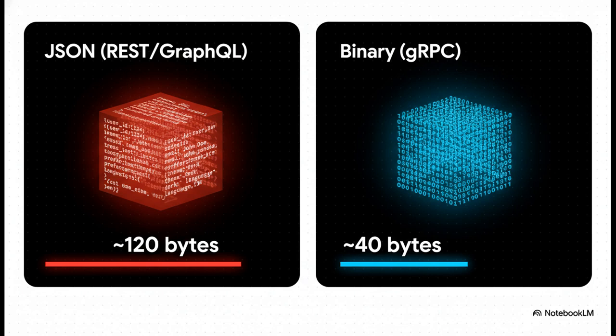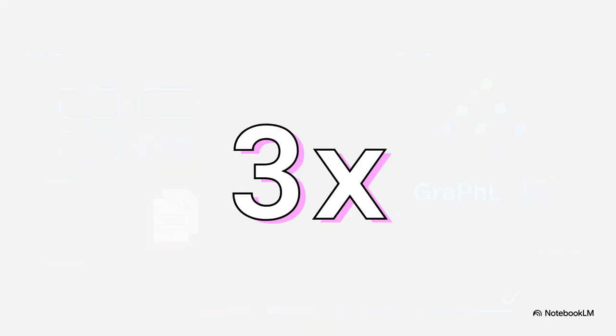Let's make this real for a second. Let's put them side by side. The exact same piece of information, right? In JSON, which is what REST and GraphQL use, it might take up about 120 bytes. Now that same info in gRPC's binary format, get this, it's only about 40 bytes. Yeah, you heard that right. That's a 3 times reduction in size.